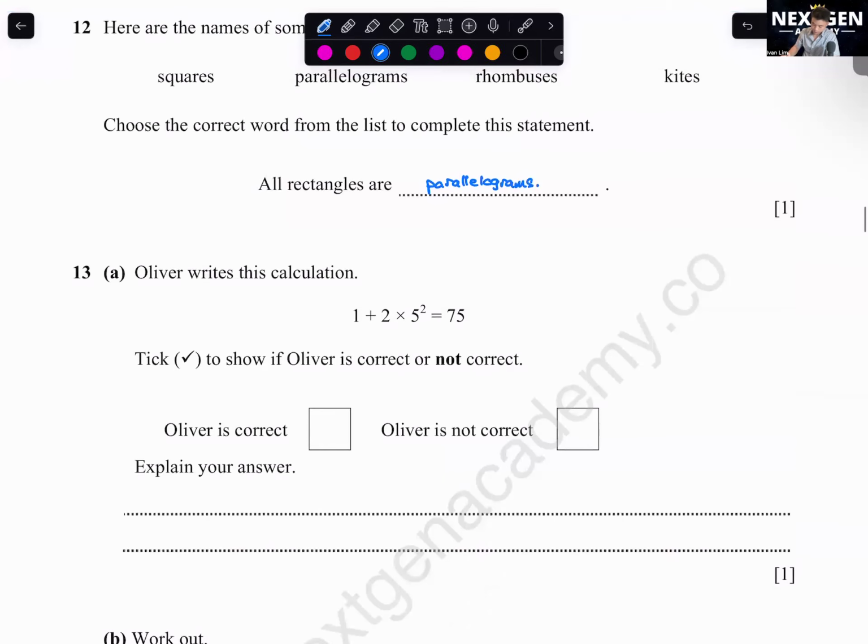Number 13. Oliver writes this calculation.